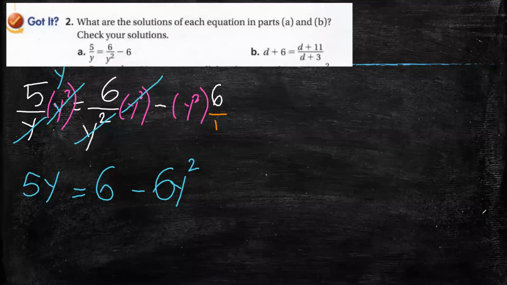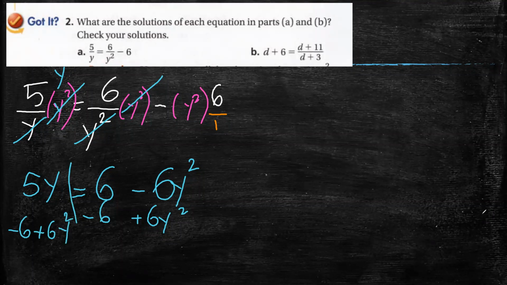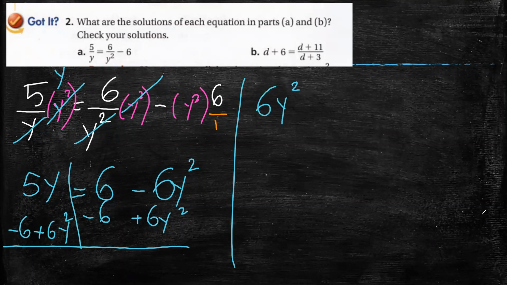Then let's rearrange it: plus 6y squared minus 6 plus 6y squared. So we have 6y squared plus 5y minus 6 equals 0. Okay? 6y squared plus 5y minus 6 equals 0.